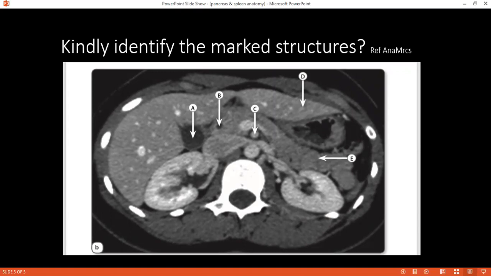Yes, ma'am, there. Pancreas, body. Okay. Body of pancreas. Can you tell me the parts of the pancreas, please? Head, neck, body, and tail.